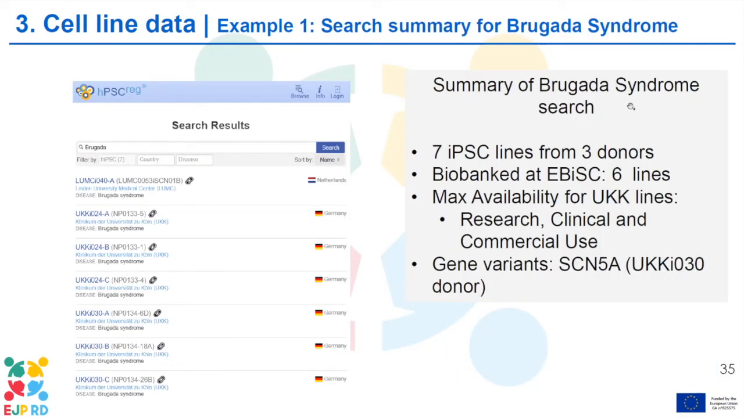Okay, so just to summarize what we've done with this simple search, we found 7 hPSC lines from 3 donors. 6 of these lines are biobanked at eBISC, so they're readily distributed. And I didn't go through all the lines, but if you were to go through all the lines, you would find out that the UKK lines from the University Clinic of Cologne are available maximally for research, clinical, and commercial use. And in particular, one of these lines from one donor has a genetic variant which is associated with Brugada syndrome.